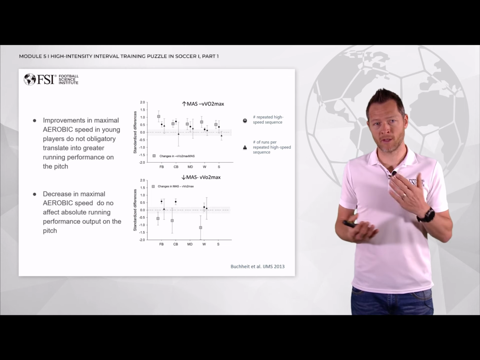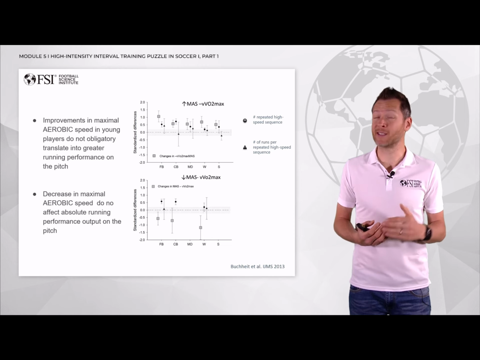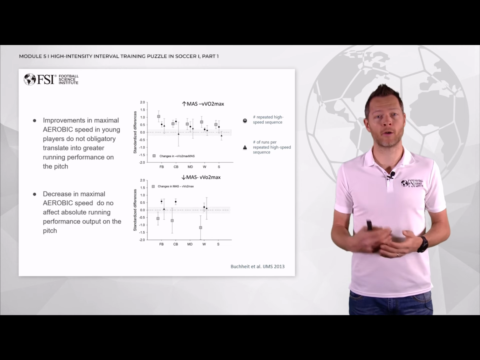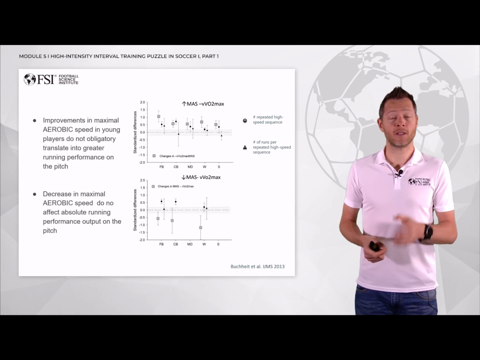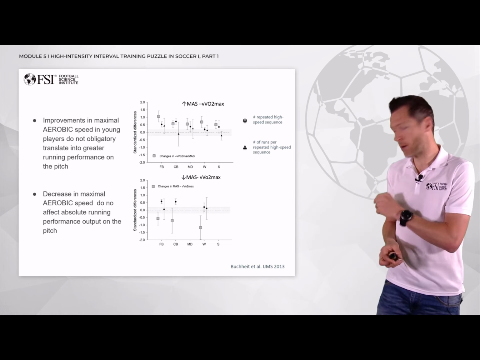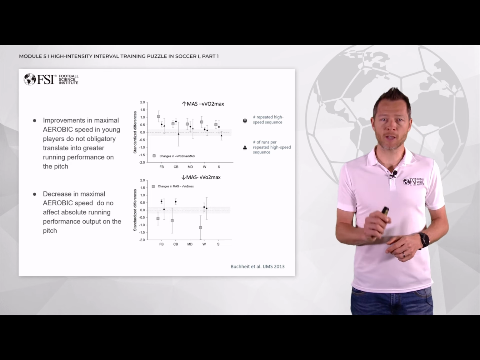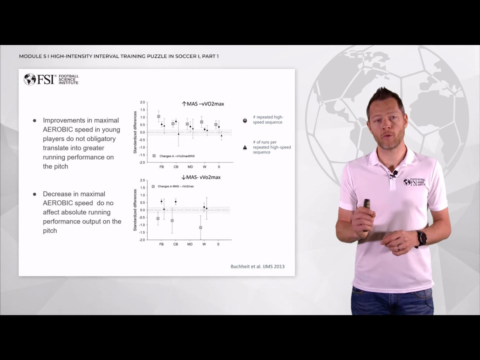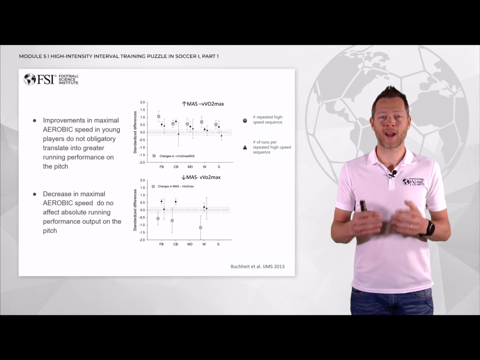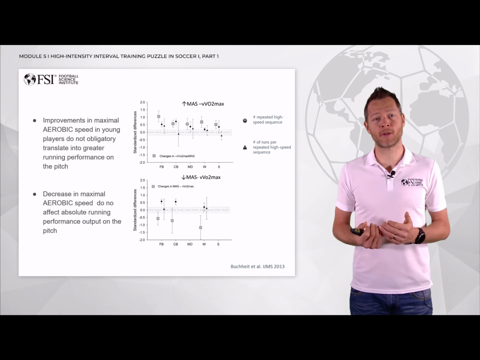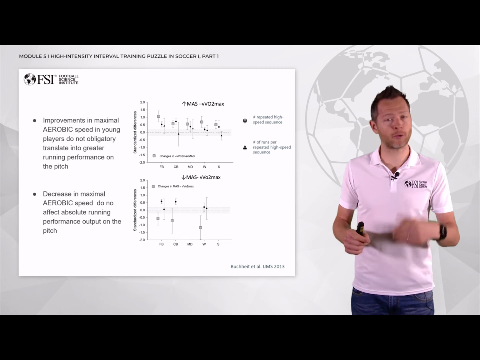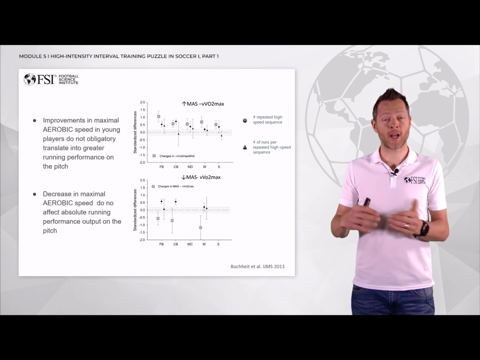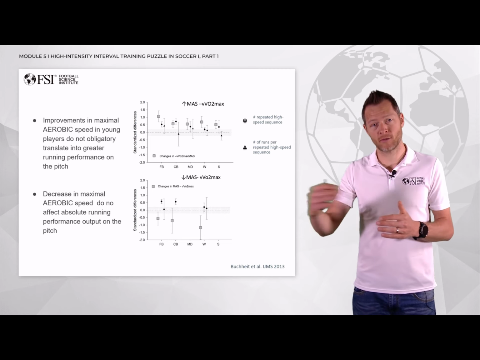So again, being fitter in that case did not translate directly into better running performance, for example. Interestingly as well, if you look at the bottom graph, in this case we have selected the players who, for different reasons, showed a clear decrease in maximal aerobic speed at the end of the season. Some of them have been injured or couldn't play, so they actually got detrained at the end of the season.